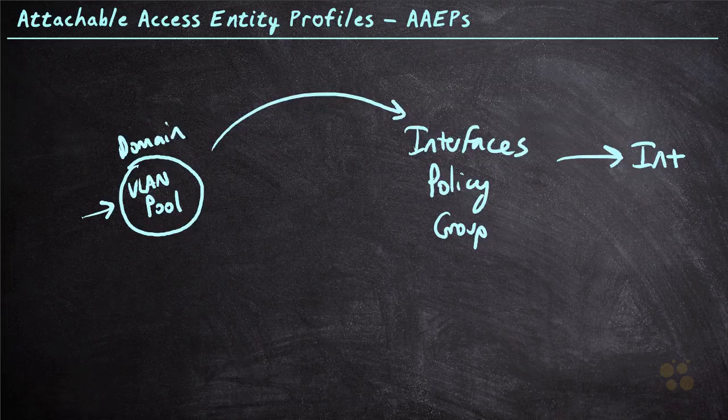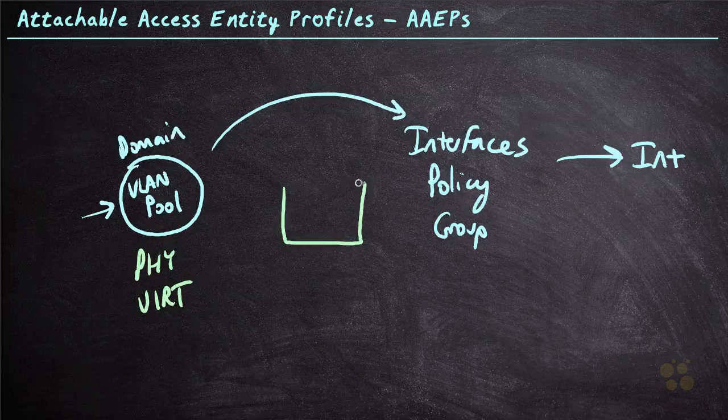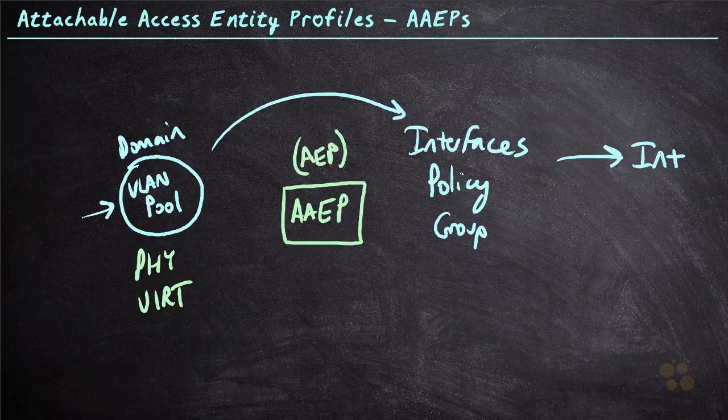But there's a problem with this, because what if we want to have multiple domains? We talked about how we could have physical domains and virtual domains, and we might want to map both of these domains to the same sets of interfaces. So what do we do? Well, ACI provides a new construct called the Attachable Access Entity Profile, or AAEP. And you will sometimes, as I mentioned before, see this abbreviated as AEP, just to keep the letter count down, I suppose. And we can assign domains now straight into the AAEP.